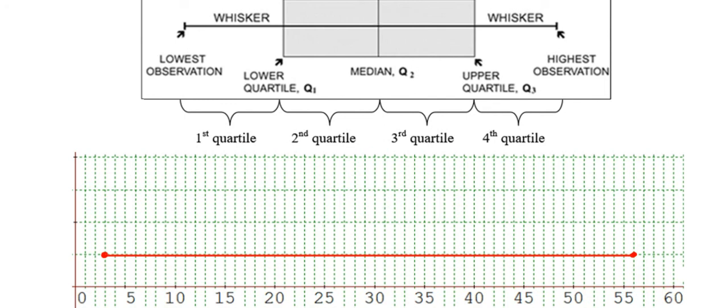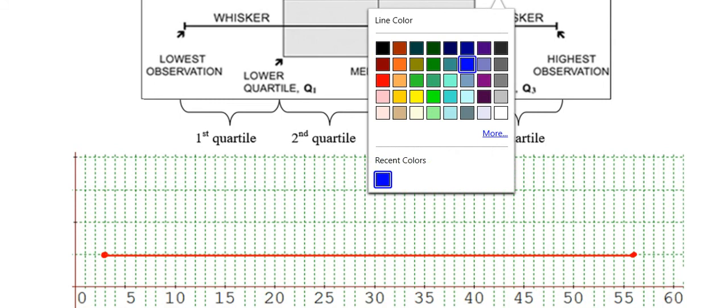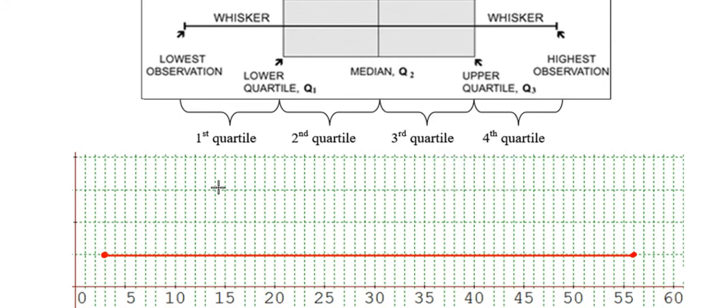Now the next thing you're going to do is draw a vertical line where the median is. All right, so the median was at 23. So at 23, and it doesn't have to be a big vertical line, just a small one. So a vertical line at the median.